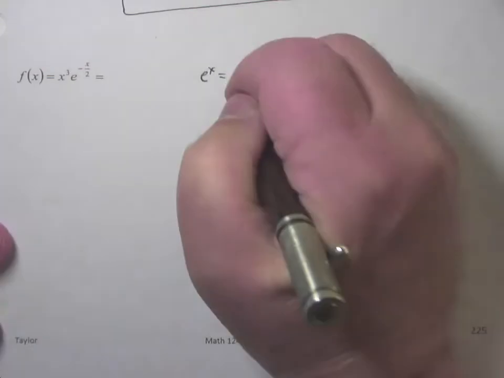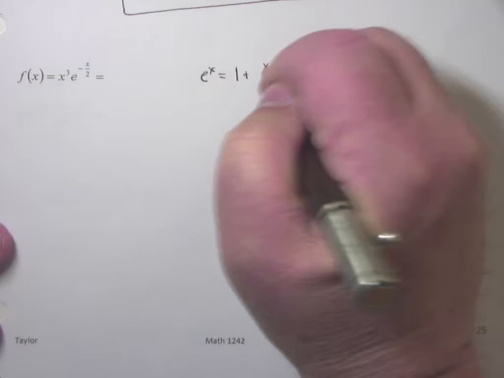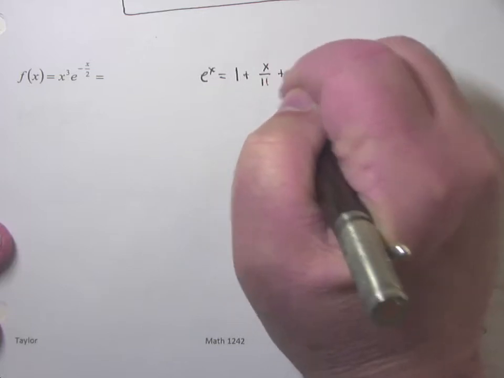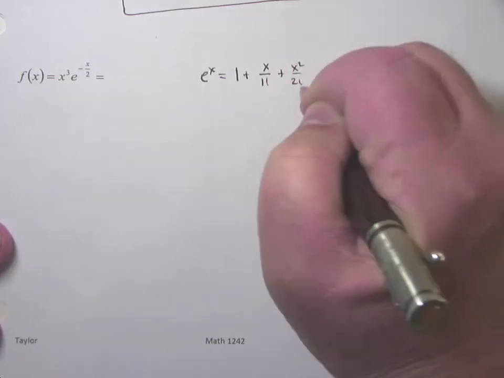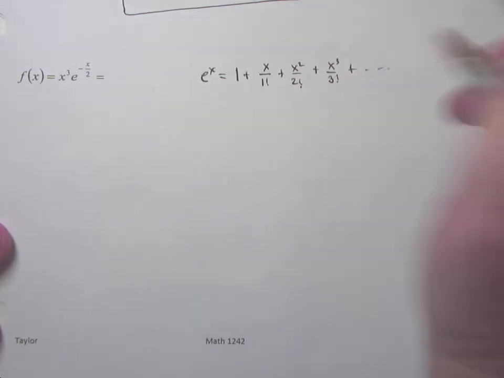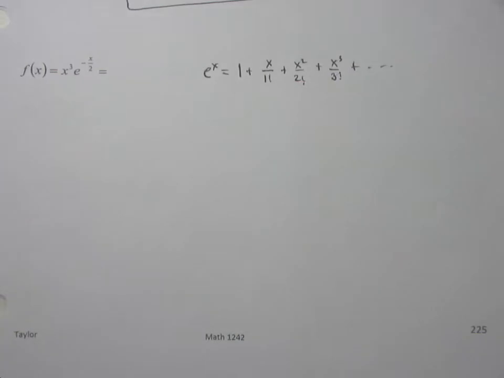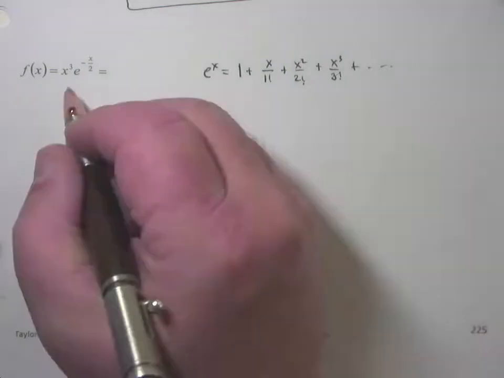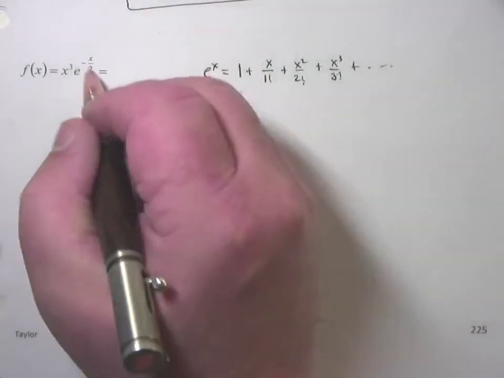What is that? That is 1 plus x over, officially, 1 factorial, plus x squared over 2 factorial, plus x cubed over 3 factorial, plus dot, dot, dot. That is my classic Maclaurin series for e to the x, pure memorization. And that's probably one of the easier ones to memorize. But my problem is, instead of e to the x, I got e to the negative x over 2.